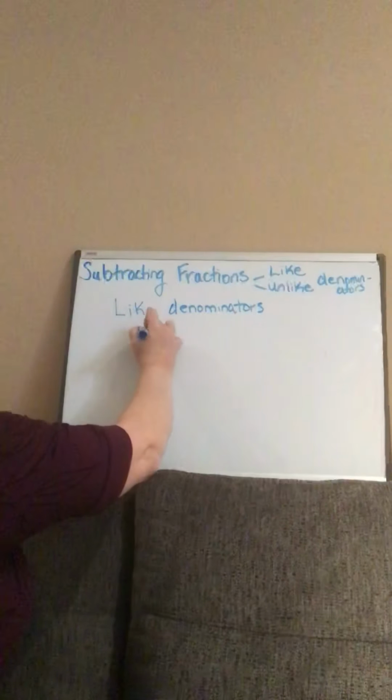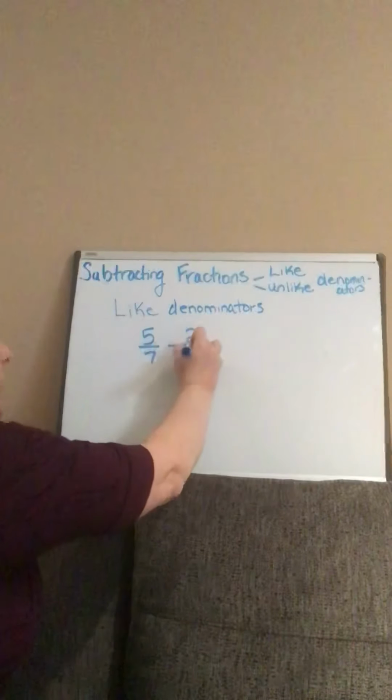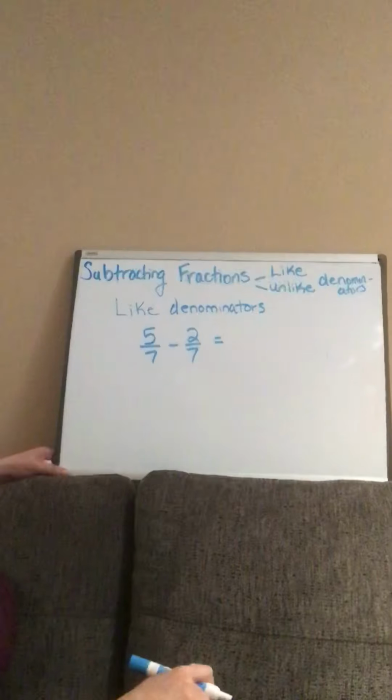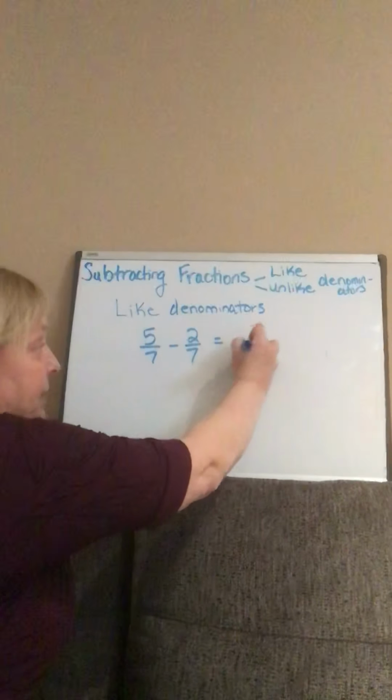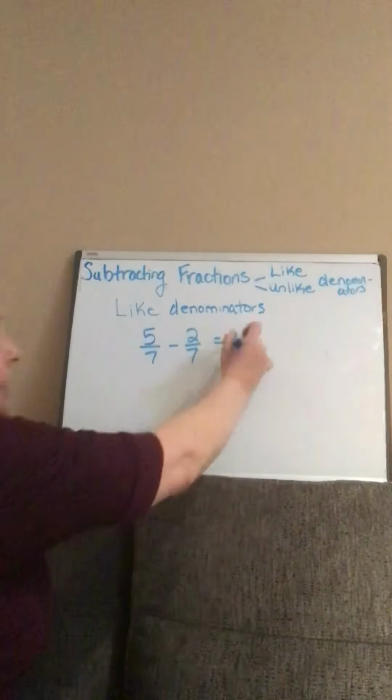If I have 5/7 minus 2/7, are my denominators the same? Yes, they are. I can write it down. Now I subtract the numerators. 5 subtract 2 is 3.